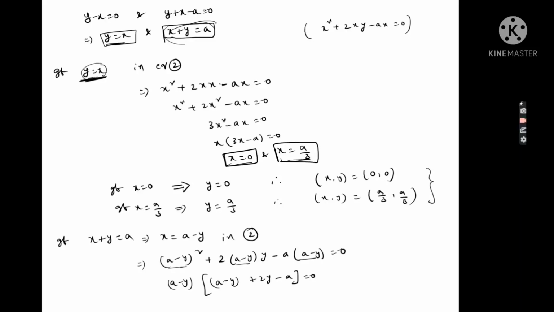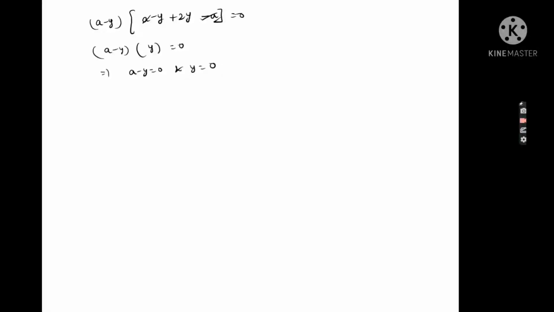So this implies (a minus y) into (a minus y plus 2y minus a) equals 0. Minus a plus a get cancelled. So (a minus y) into (minus y plus 2y, that is y) equals 0. So that implies a minus y equals 0 and y equals 0. These two values, that implies y equals a and y equals 0. These two values came from when you take x equals a minus y, right?